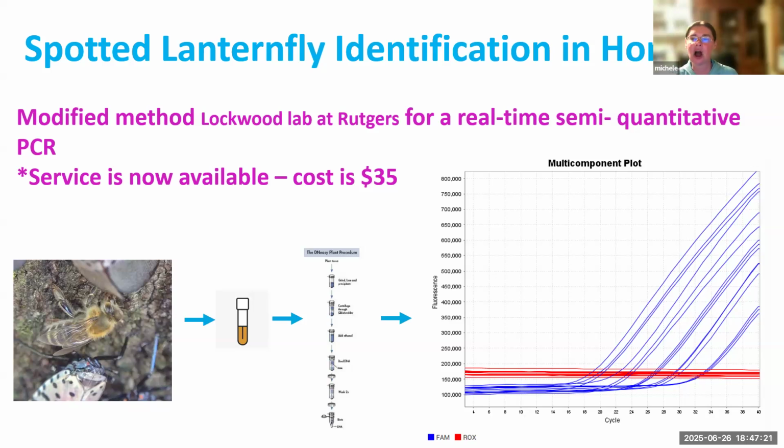But I also tell people I consider this semi-quantitative because I have no idea if in that honey sample it was honeydew or maybe a spotted lanternfly literally fell into the hive.